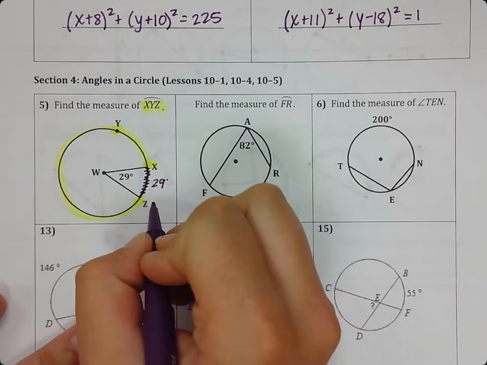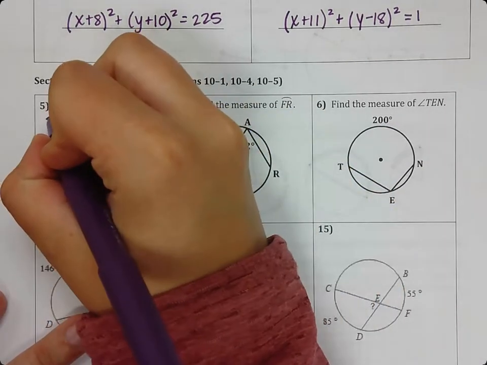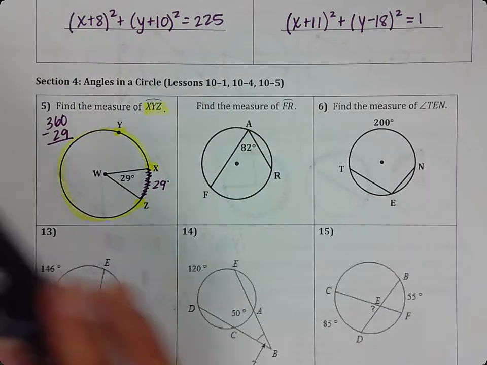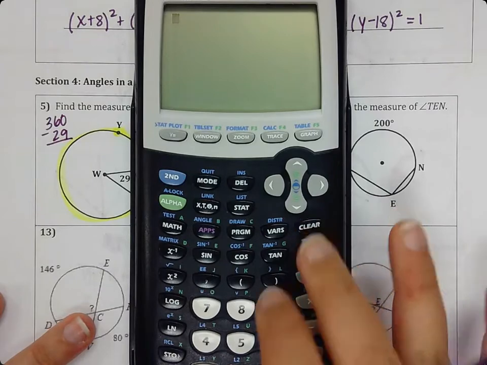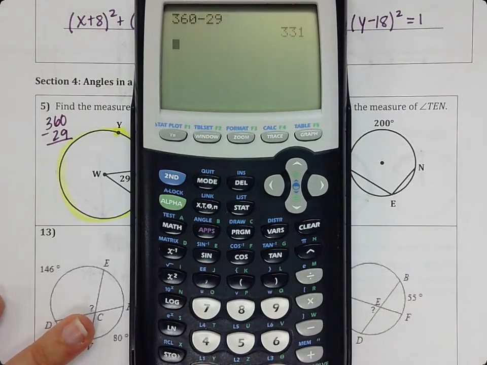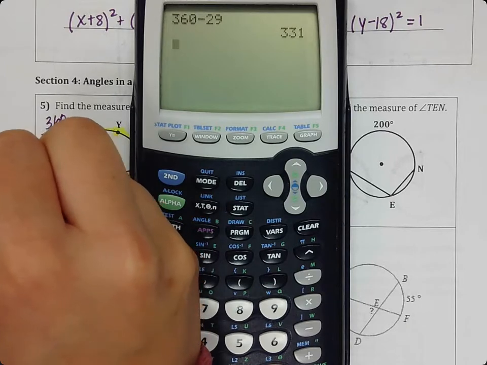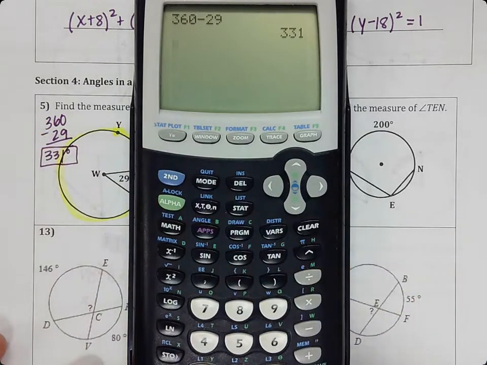So my answer is not 29. I got to remember that the total of a circle is 360, and then I'm going to subtract 29 from it. So in my calculator, 360 minus 29 is 331. And that's my final answer.